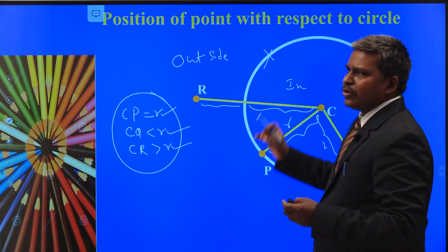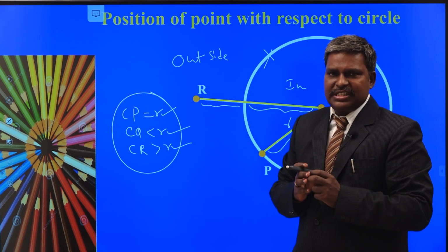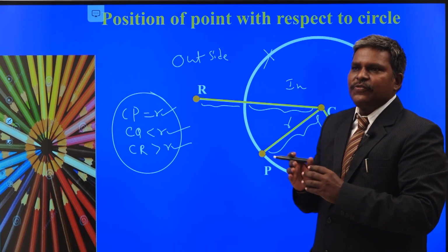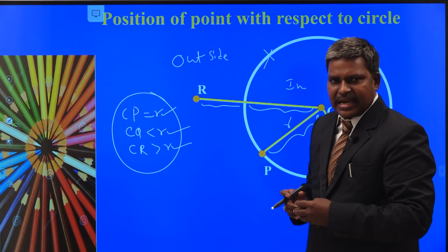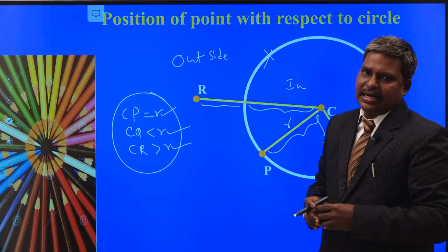Understand? So what you have to do? Find the distance from center to the point. You get some distance. Compare that distance to what? The radius of the circle. If it is more than the radius, that is outside. If it is less than the radius, that is inside. If it is equal to the radius, we say that the point is on the circle.